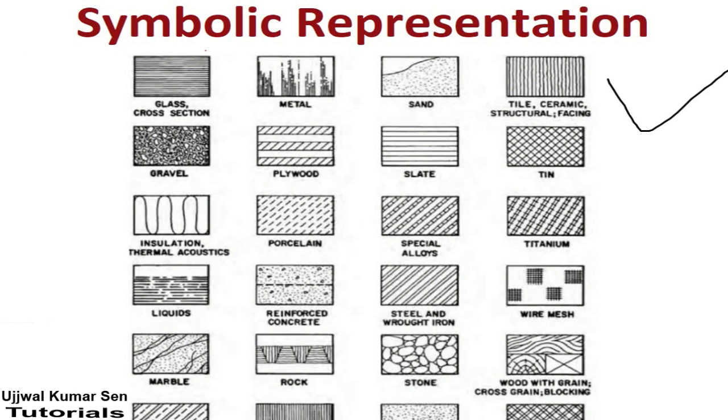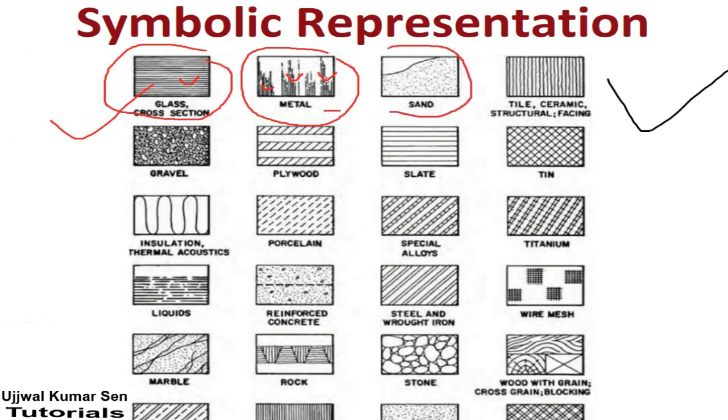This is the symbol. The first symbol, it is denoted by what? Glass or cross section. This is a very simple one. Metal is also a simple one. It's like buildings. You can say that you are seeing a city from a long distance, right? So it's like there are tall buildings or small buildings. Sand is quite simple, right? There are dot dot dot dot, and a little bit like this, right? This is tiles, ceramic, structural, and facing.